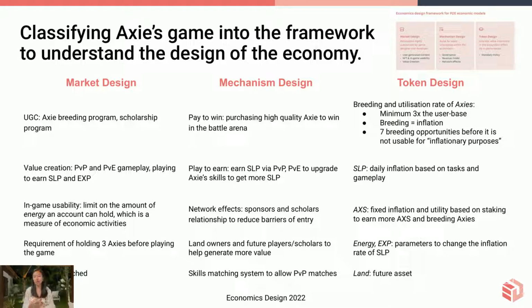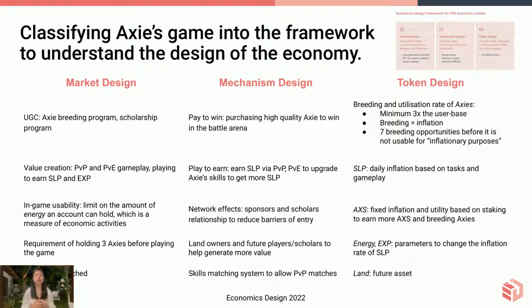When it comes to in-game usability within the market design, there's a limit on the amount of energy each account can hold, which is a measure of economic activities. If you do a lot of economic activities, you have a lot of energy, and there's only a limit on the amount of energy you can hold, because the energy will determine the allocation of SLP or EXP that you have. And then one interesting thing is that in the market, they have defined a rule saying that for you to engage in any game, you need to hold at least 3 Axies, 3 of these creatures.